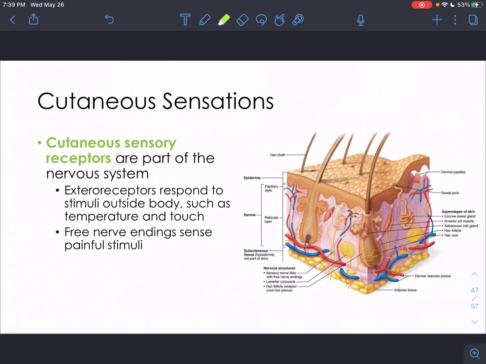Okay. Your skin also has cutaneous sensations, which we already kind of talked about, but we have these sensory receptors that are part of the nervous system that respond to stimuli outside of the body, such as temperature, touch, and pain. So we talked about those specific types before. You can see them here. You can see these sensory nerve fibers with the free nerve endings up here in the papillary layer of the dermis, different corpuscles. They're not all in this image that we talked about earlier, but those are a few of them. Being able to sense and perceive your external environment is really important.